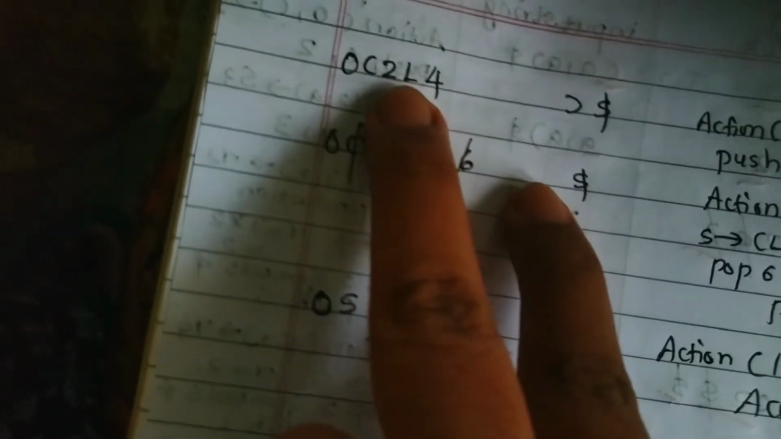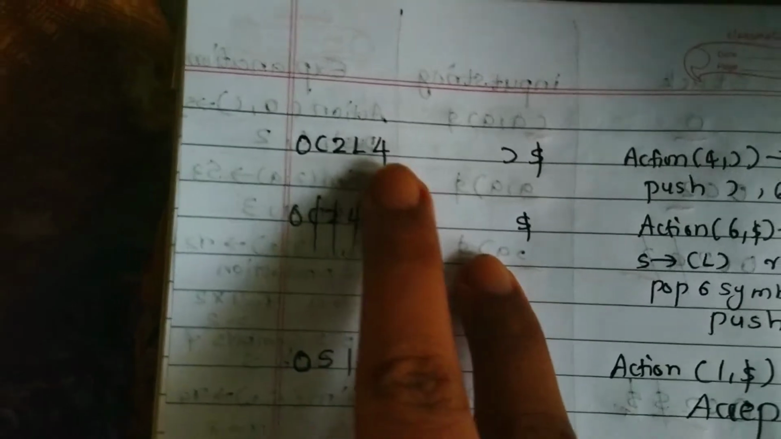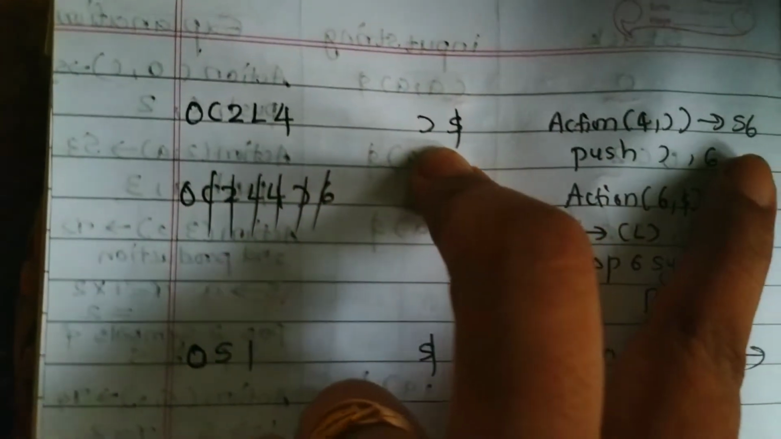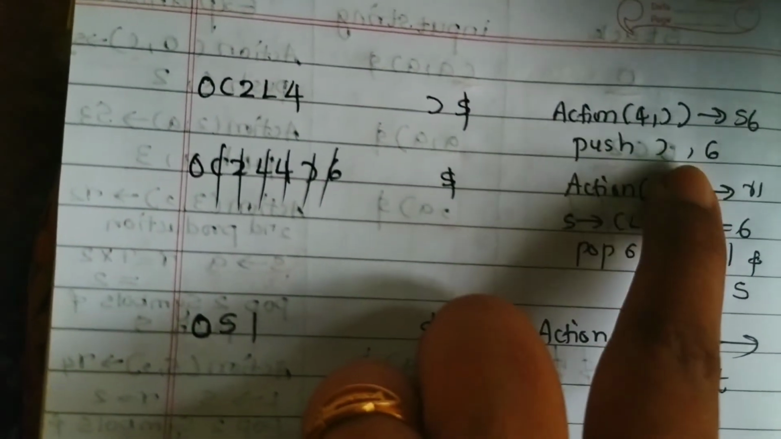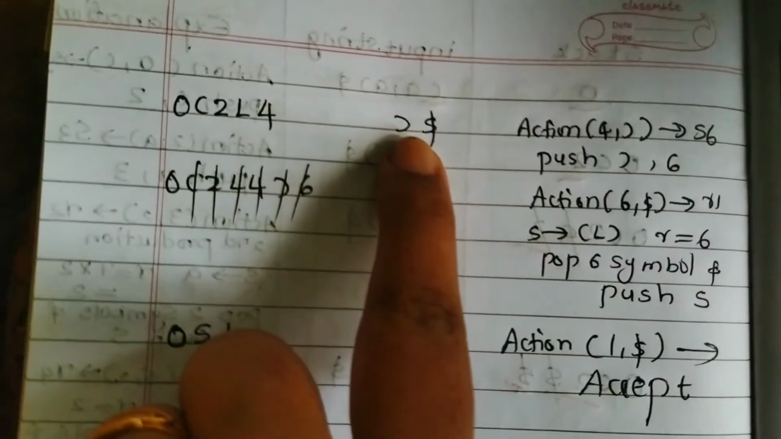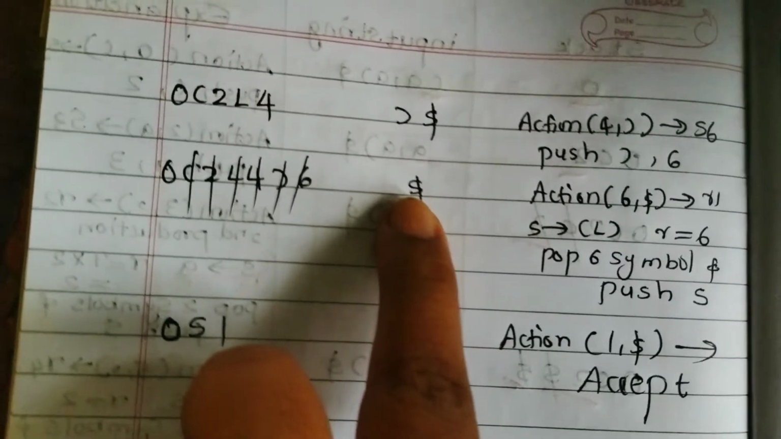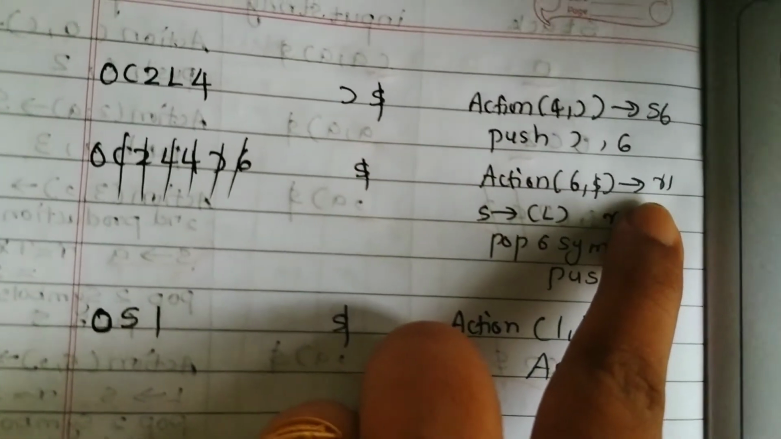Now L closing bracket you can't relate, so you are looking at 2L. In the parsing table 2L is 4, so you are pushing the 4. Next you are checking 4 closing bracket, which gives you S6. So again you are pushing this closing bracket and 6 to the stack. Now nothing is left, only dollar is there. Next what will happen, $6. At that time you will get R1.